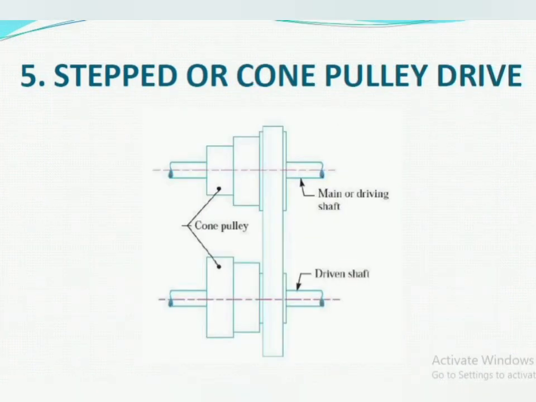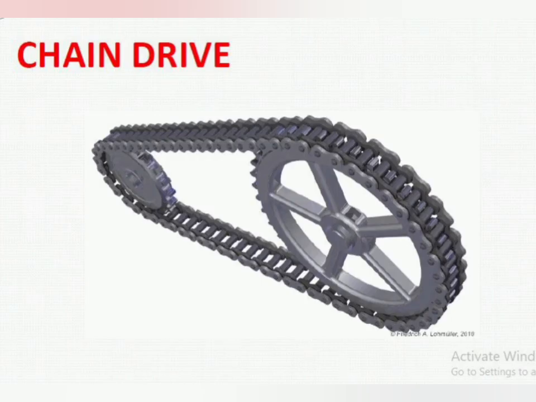This arrangement is called a stepped or cone pulley drive. This arrangement is used for various applications. One application is the lathe. A lathe is a machining device which is used for various operations such as turning, knurling, drilling, taper turning, counter boring, and different types of operations. For their speed regulation, the stepped type of cone pulley is used. Now the second type of drive is the chain drive.